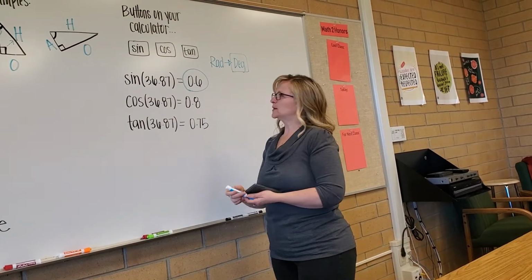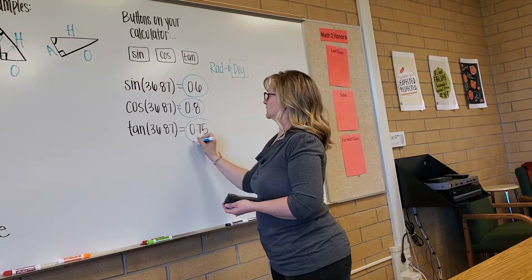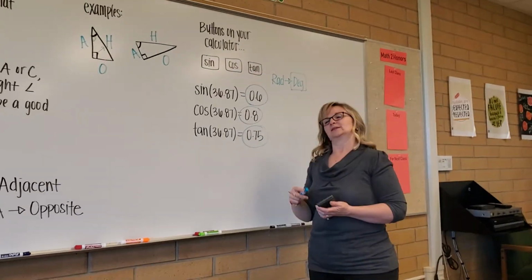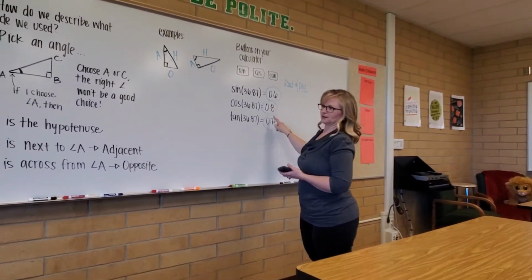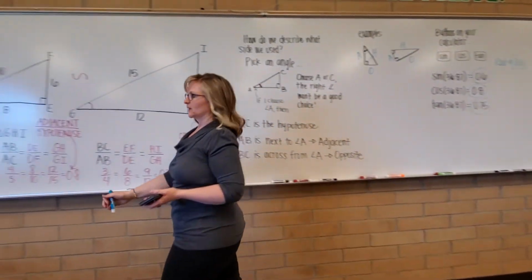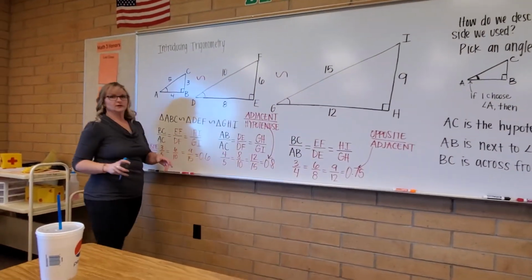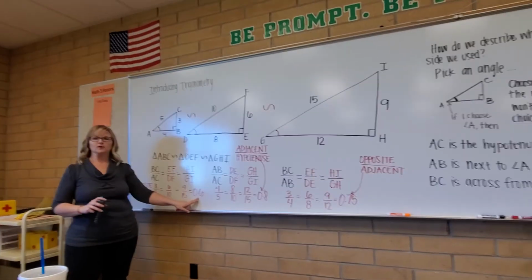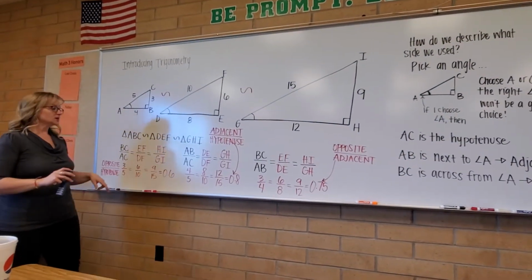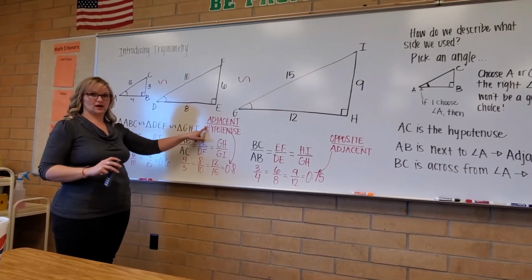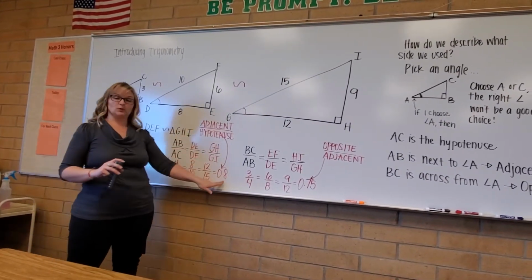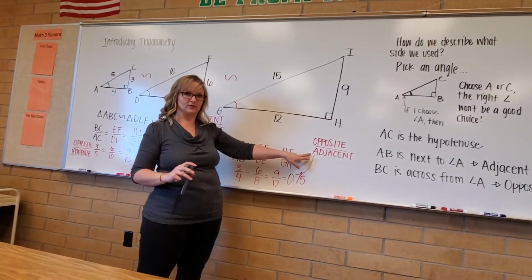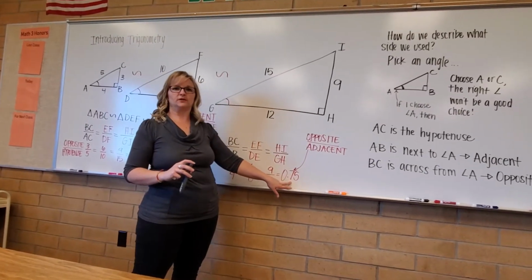Okay, now these numbers seem a little bit familiar to me, because I told you we were doing some stuff over there that was like, why are we doing this? Let's see if we can find these numbers, 0.6, 0.8, and 0.75. All right. Here, the ratio of our opposite to hypotenuse in these triangles was 0.6. The ratio from the adjacent side to the hypotenuse every single time was 0.8. And the ratio from the opposite side to the adjacent side every single time was 0.75.